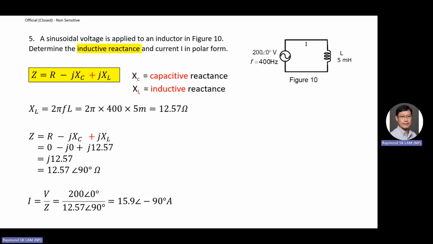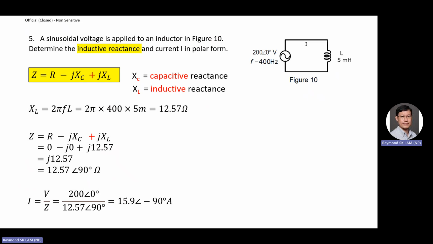Just now I explained complex numbers have rectangular form and polar form. 2 plus j3, when you see j, it means it's a rectangular form. Polar form is a number with an angle. You need to know rectangular and polar because you need to press the calculator to convert rectangular form to polar form. For example, from j12.57 you will get 12.57 with an angle of 90 degree. This is polar form because you have the angle. This is the rectangular form.